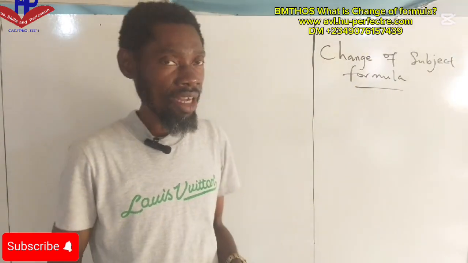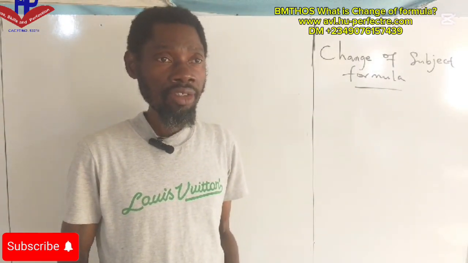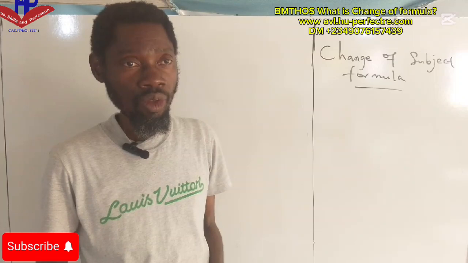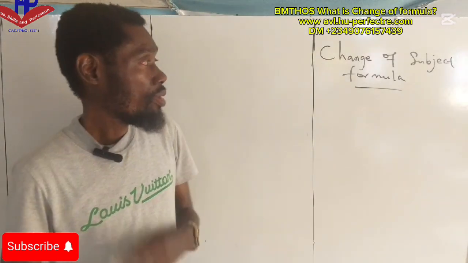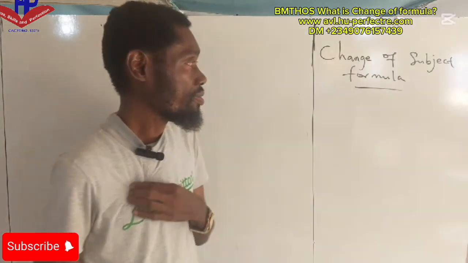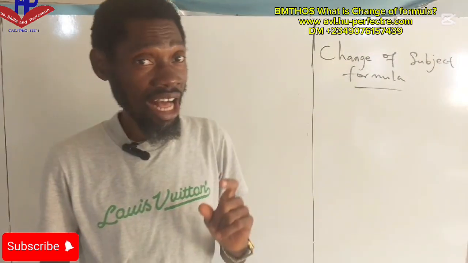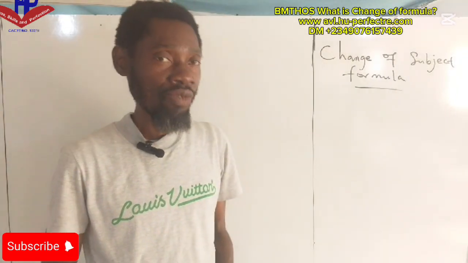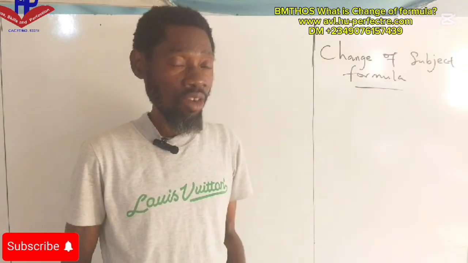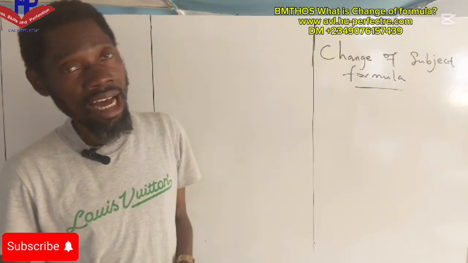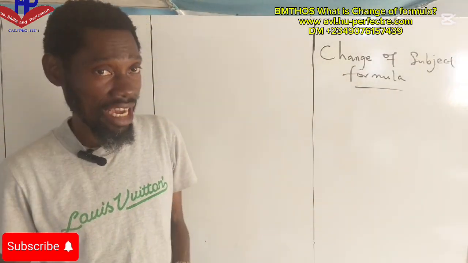This aspect of mathematics has to do with relation of formulas or equations, and we are to manipulate these equations in such a way that one of the variables, a specified variable, will be made to stand alone in that equation, usually at the right hand side.